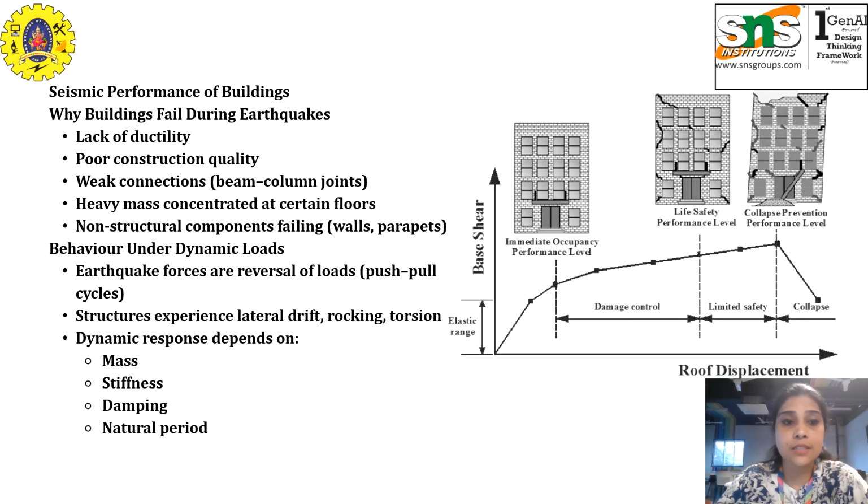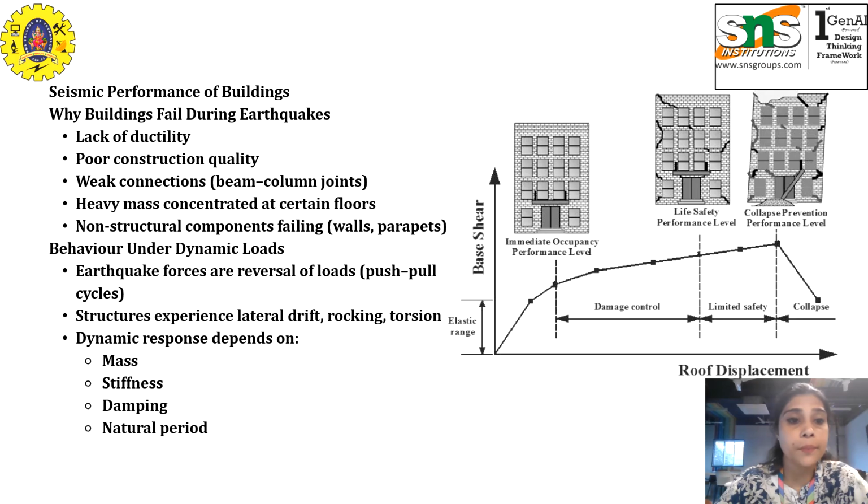There are several reasons why a structure will behave poorly under earthquake forces. One such reason is lack of ductility. Brittle structures crack and collapse suddenly without the ability to deform and absorb energy, so the building becomes very unsafe. Next is poor construction quality. Improper concrete mix, inadequate curing, unskilled workmanship and low quality material severely reduce seismic strength.